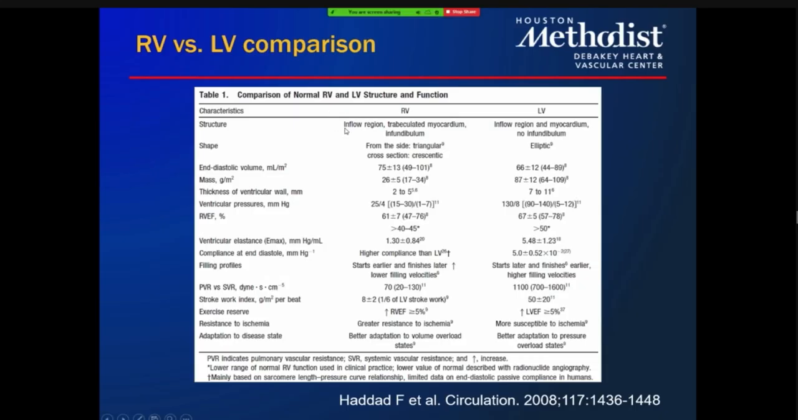These are shown here as a table indicating the difference between the RV and LV based on different parameters. And as you can see, there's not only the shape, but the myocardial mass is less. The thickness is much less. In fact, anything more than 5 millimeters in terms of wall thickness is considered hypertrophied, unlike the LV, which has to go above 1 centimeter in thickness or more. It has a much lower vascular resistance and lower pressures.